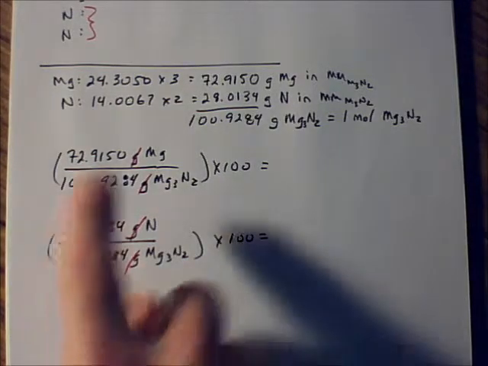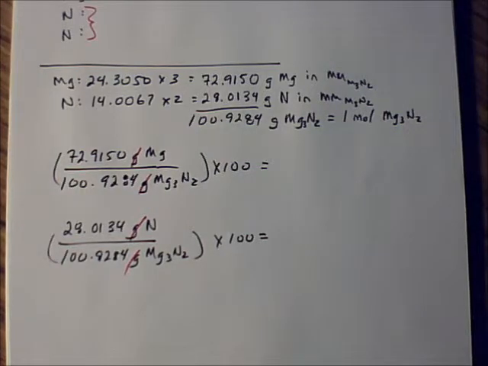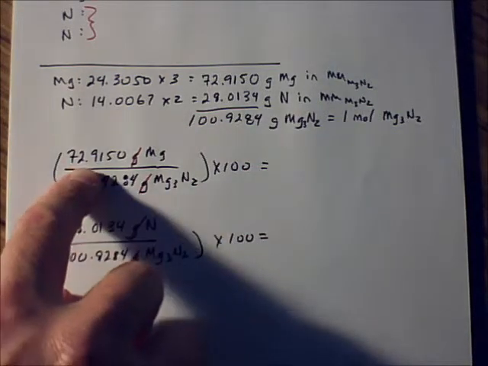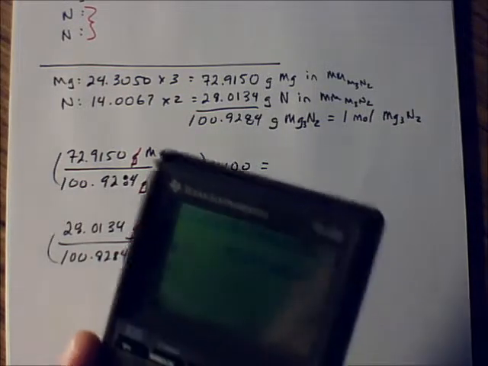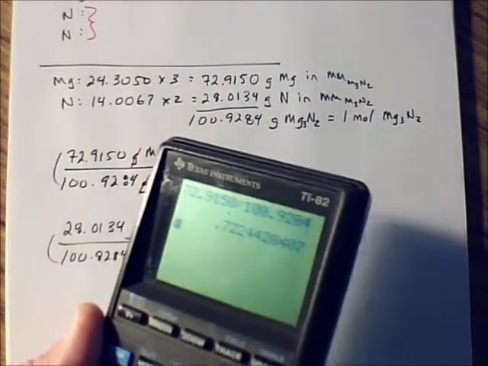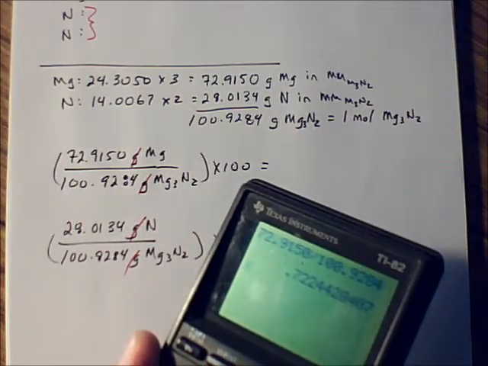So let's get an answer. Everybody calculate this. Practice this in your calculator. This number right here, 72.9150, divided by 100.9284. I get a really long number that I still have to multiply by 100.